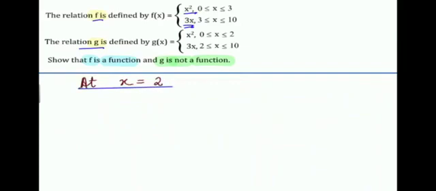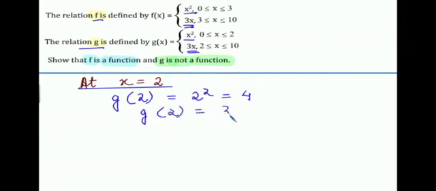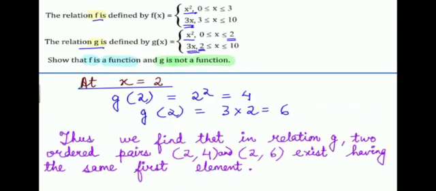But here at x is equal to 2, you have two functions, x square and 3x. g of 2, if we first select x square, then 2 square is equal to 4. And if we select the second function 3x, then g of 2 is equal to 3 into 2, that is 6. So here the first element is repeated 2 times. 2 is related to 4 and 2 is also related to 6. So thus we find that in relation g, two ordered pairs (2, 4) and (2, 6) exist having the same first element. So g of x is not a function, right.